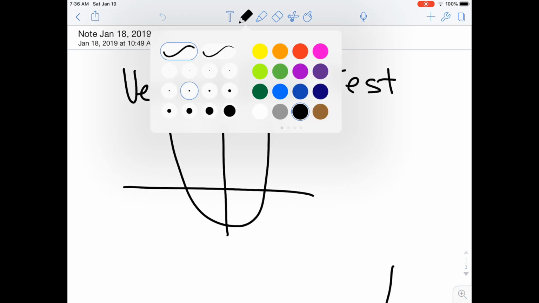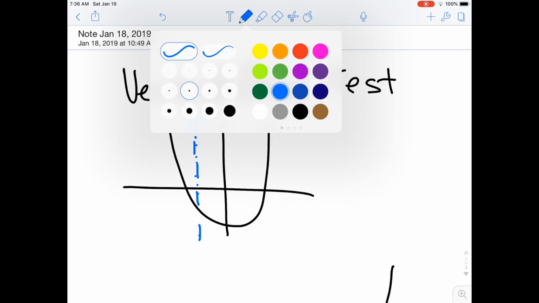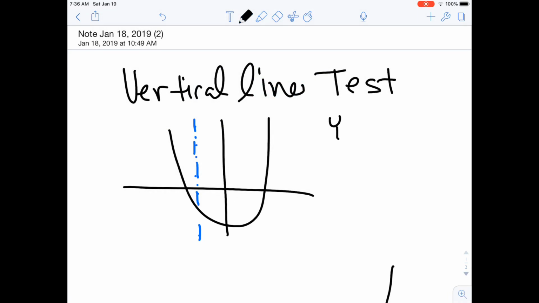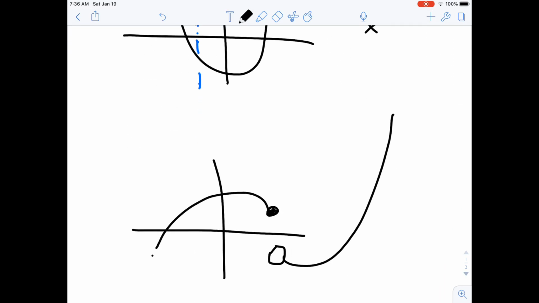So let me draw a blue line to kind of show you this, right? So if I draw this imaginary line, let me draw a little bit darker. So this imaginary blue line, if I move it left to right, does this blue line cross this graph more than once? No, it only crosses once, right? No matter where you move this line left to right. So this passes the vertical line test. Thus, you would say yes, y is a function of x.